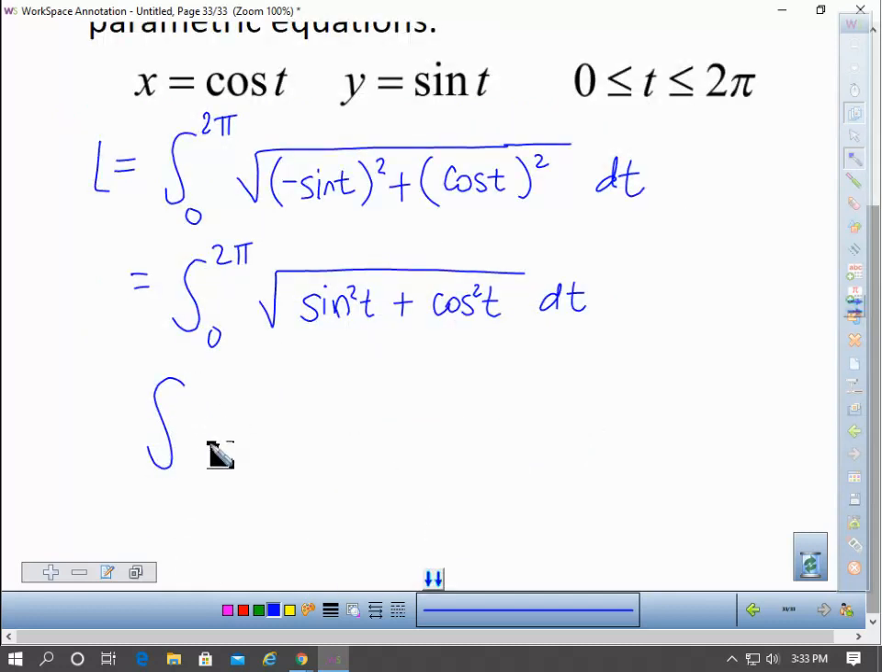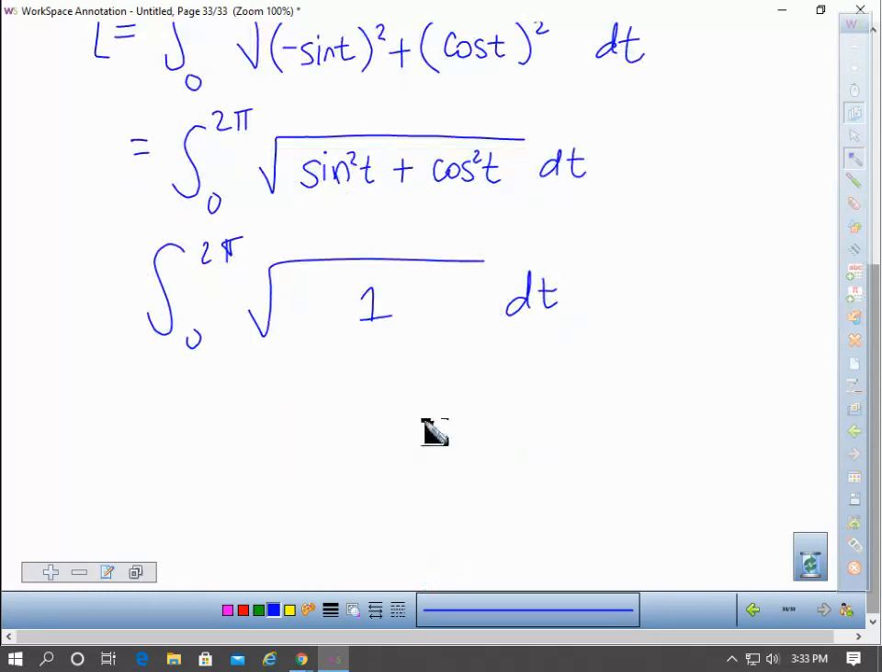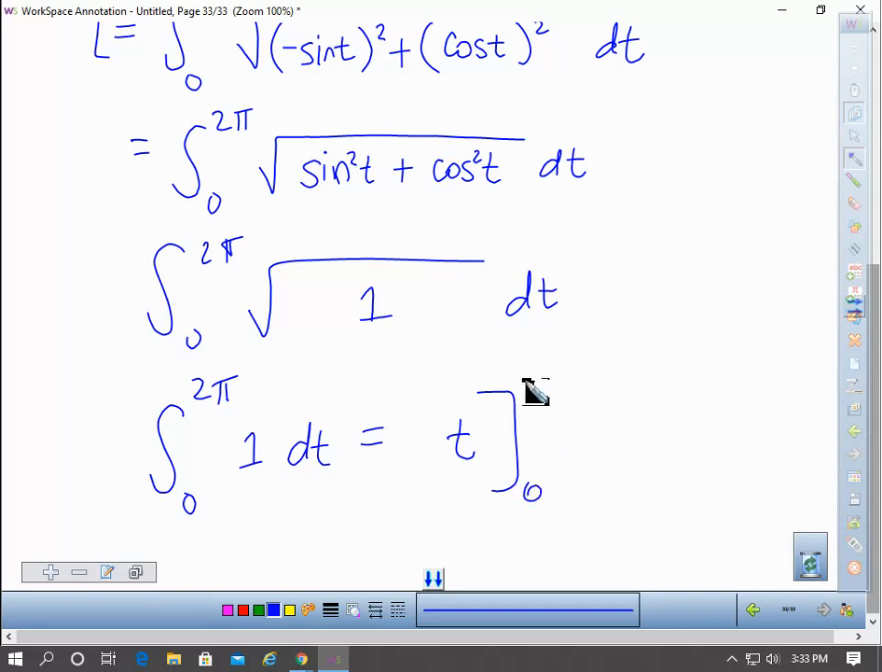Now, here's the nice thing. You know what sine squared plus cosine squared equals. That equals 1, because that's an identity. Sine squared plus cosine squared is 1. So we're doing the square root of 1, which means we are integrating 1. Real easy. The antiderivative of 1 in terms of t is t, and we're evaluating from 0 to 2 pi.